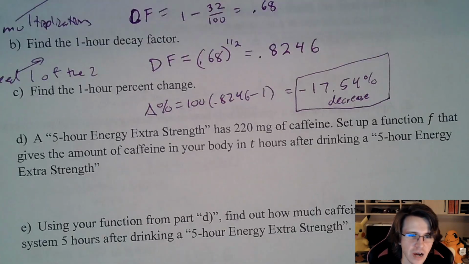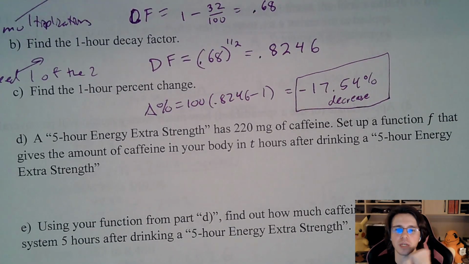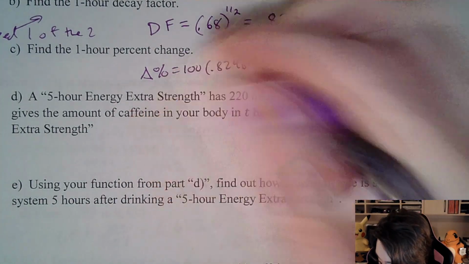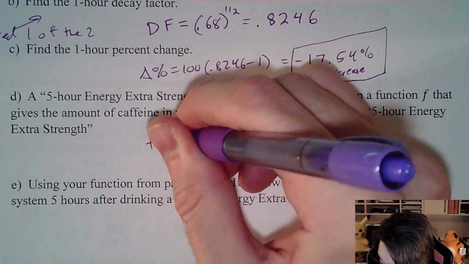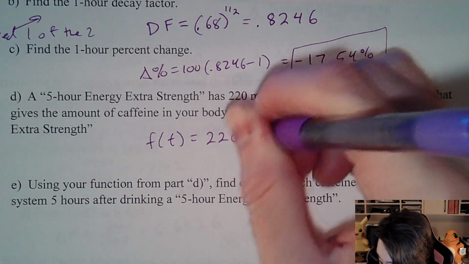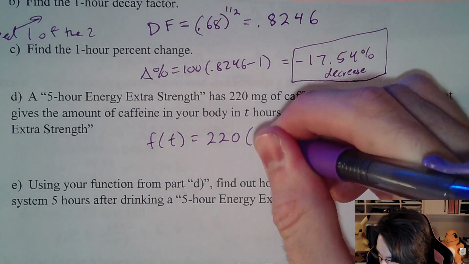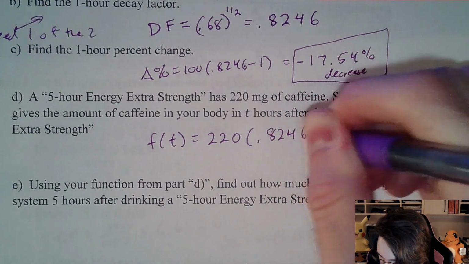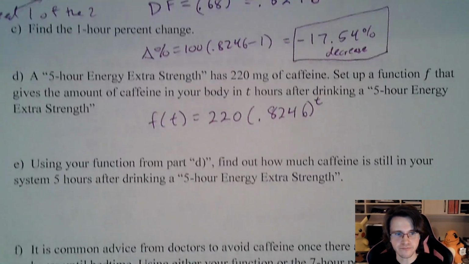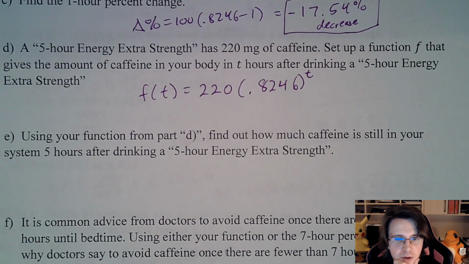This 5-hour energy extra strength has 220 milligrams of caffeine. That is an accurate amount. Set up a function f that gives the amount of caffeine in your body t hours after taking a 5-hour energy extra strength. So f of t is going to be equal to the initial amount, 220, multiplied by our 1 hour decay factor, 0.8246, raised to the power of t. And there you go.